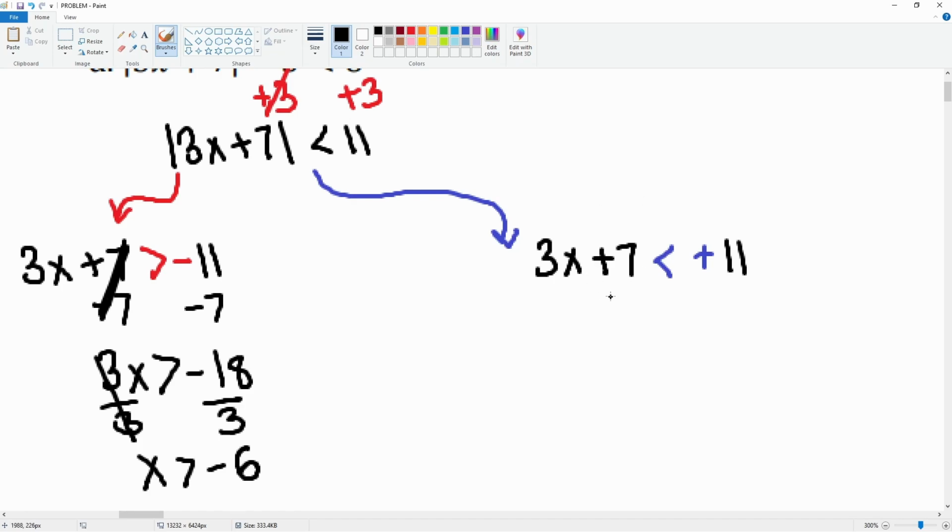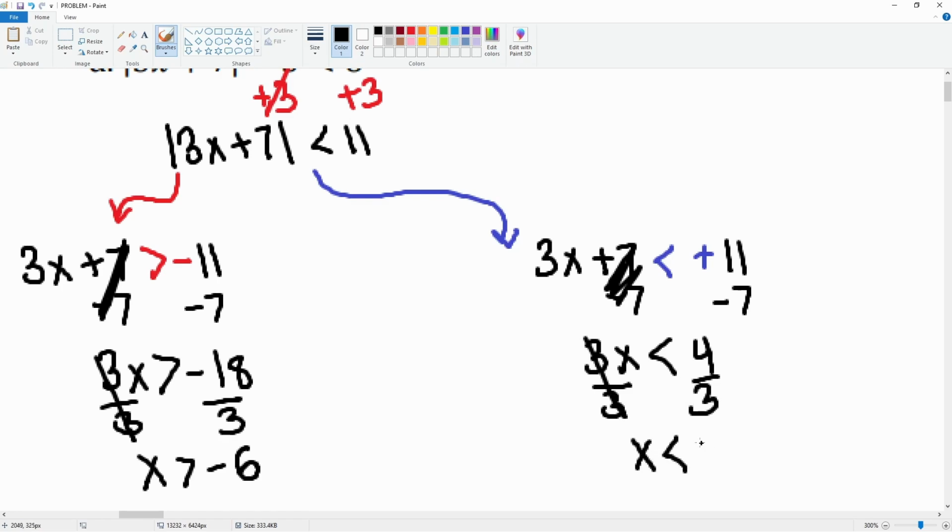All right, next one, same process, minus 7, minus 7. This is 3x. This cancels, leaving you with 3x less than 11 minus 7, which is 4. Divide by 3, divide by 3. This cancels, leaving you with x is less than 4 divided by 3. 4 divided by 3 in a calculator is roughly 1.33, repeating, of course.